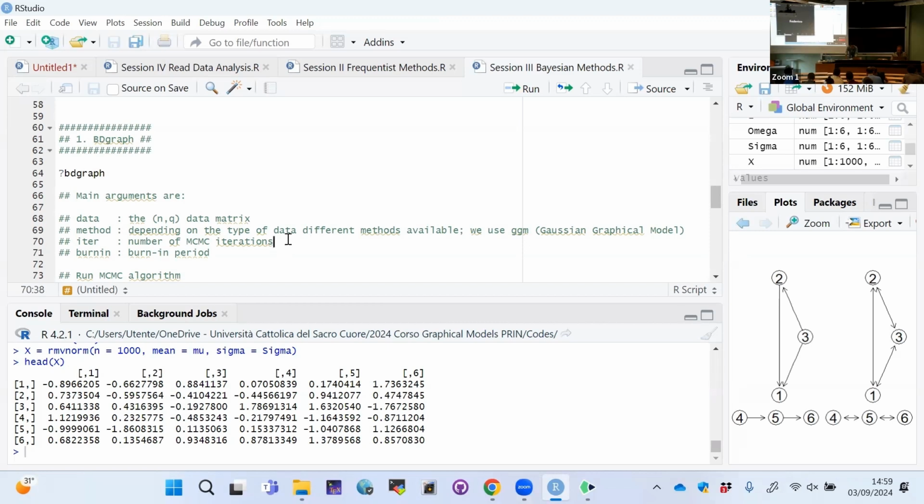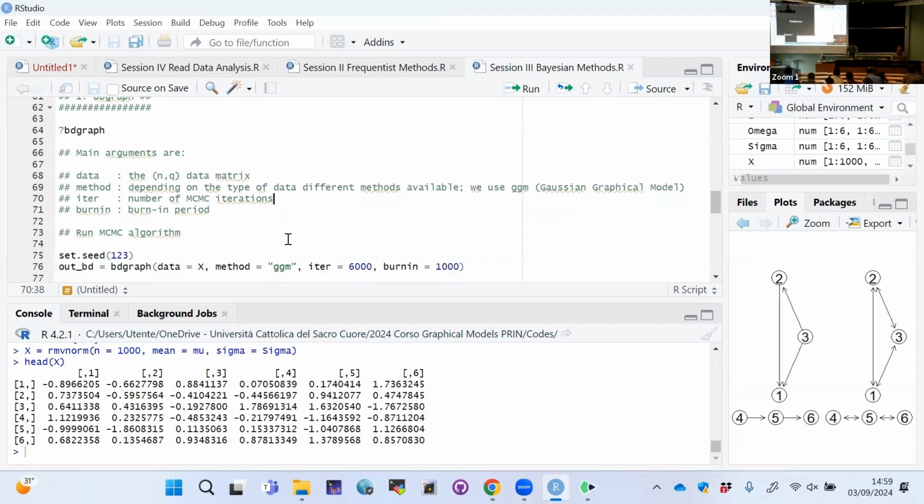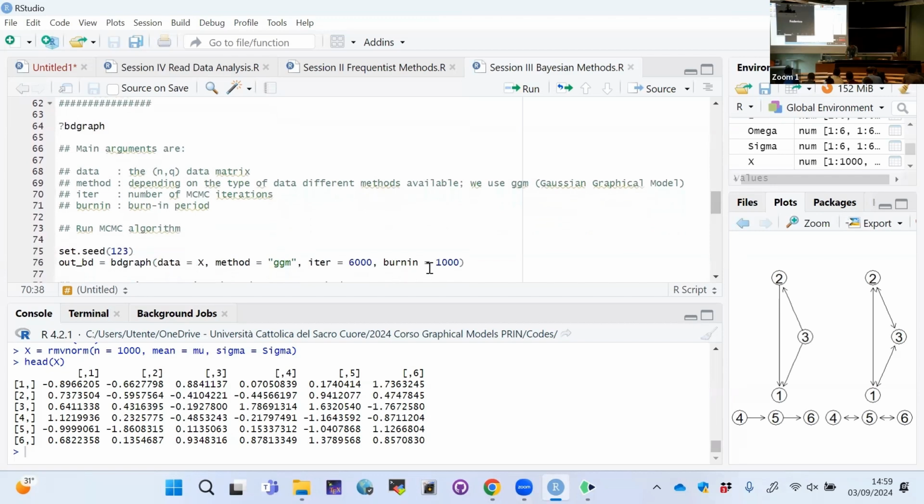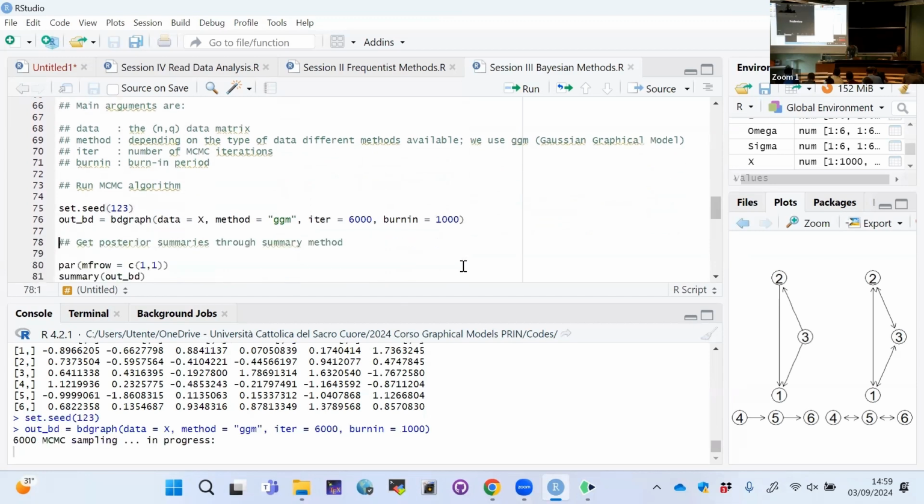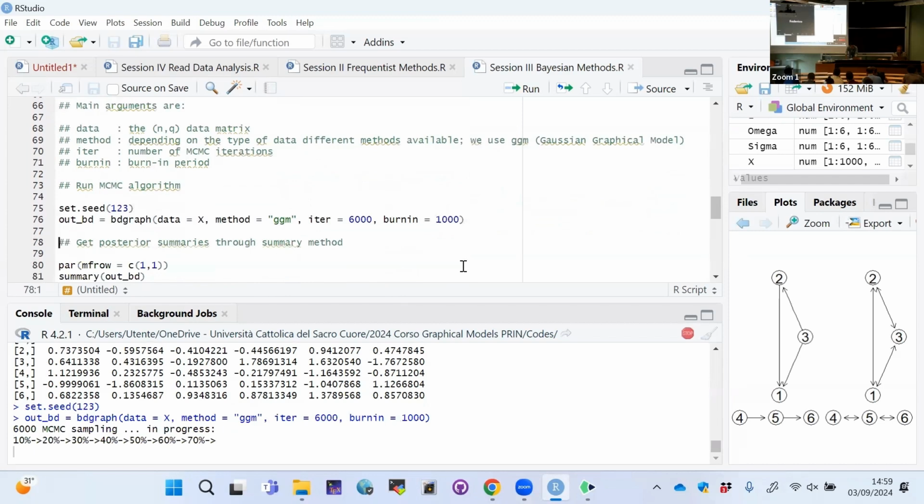So it will consider a G-Wishart prior and the scheme that we mentioned before. Finally, since this is an MCMC method, we need to set the number of iterations and the burn-in period, iter and burnin respectively. Let me fix, for example, 6,000 and 1,000 respectively. We can run it, and then we can look at the posterior summaries which are provided by the method.